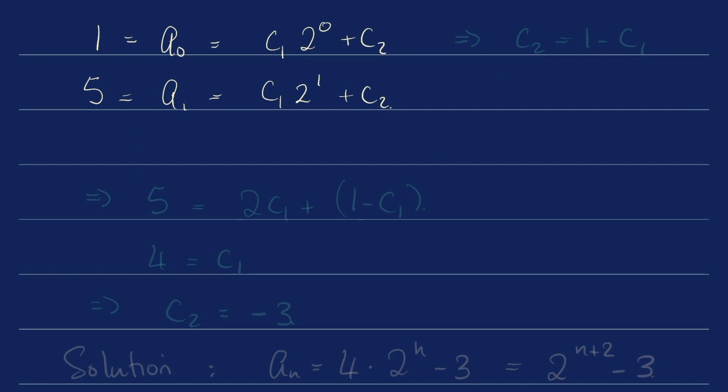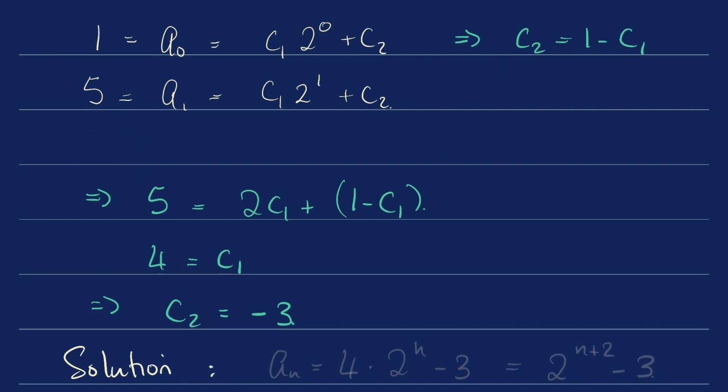All right, now let's work this out. This first equation gives us that c2 = 1 - c1. And so that tells us that 5 = 2c1 + c2, which is 1 - c1 from the second equation. And we get 4 = c1. And that gives us that c2 = -3. Altogether, our solution is going to be a_n = 4 times 2^n - 3, also known as 2^(n+2) - 3.